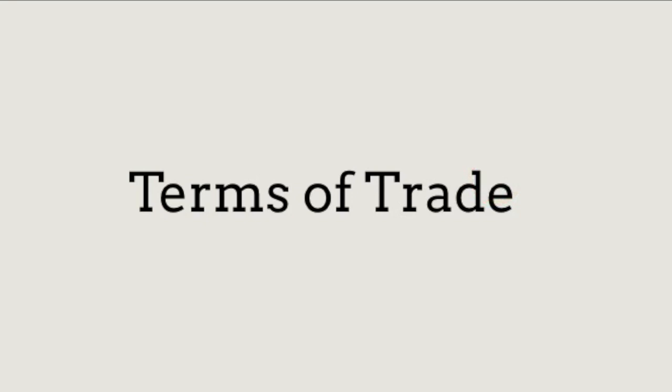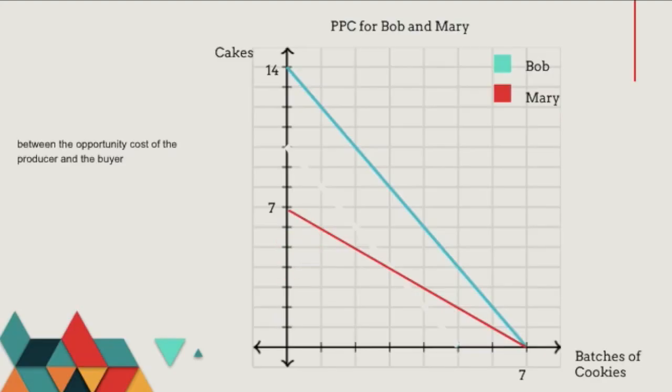Now let's move on to terms of trade. Terms of trade is going to be the rate at which one good can be exchanged for another. Think of it as the price. Both countries need to agree on a price for their goods for the trade to be beneficial. For this, let's look at another example.